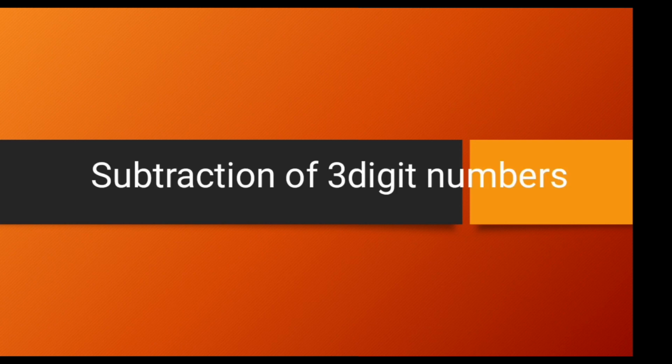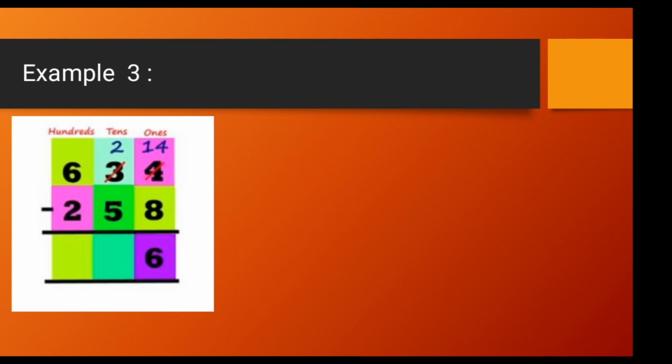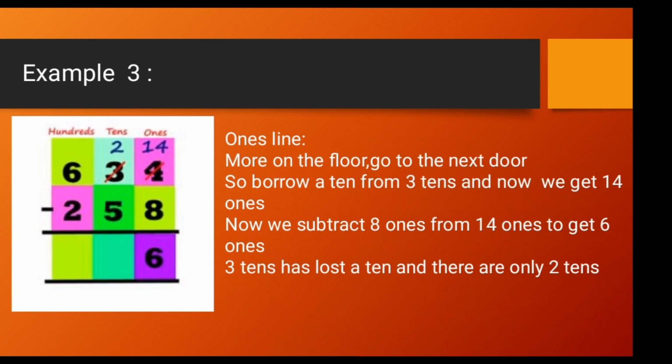Subtraction of three-digit numbers. Now let's move on to another example. 634 minus 258. Ones line. There are more on the floor, so go to the next door. Borrow a 10 from 3 tens and now we get 14 ones. Now we subtract 8 ones from 14 ones to get 6 ones. 3 tens has lost a 10 and there are only 2 tens.